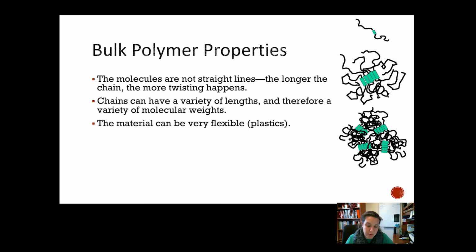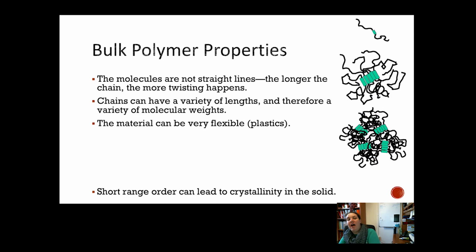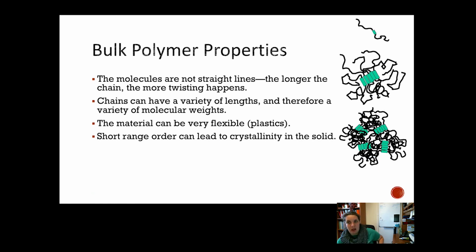They're not always plastics. Polymers are not always plastic materials, but usually. If we have short grain order, we can get crystallinity within our solid, but we can also have amorphous materials. So some polymers will be amorphous, plastic-like, and then some of them will be more crystalline, so more rigid structures and usually more brittle.